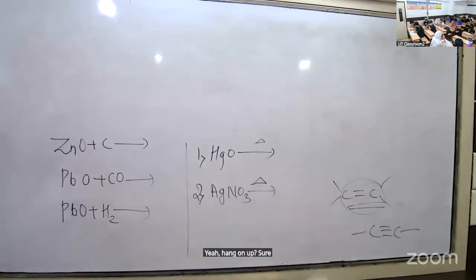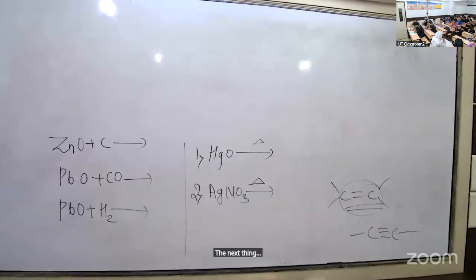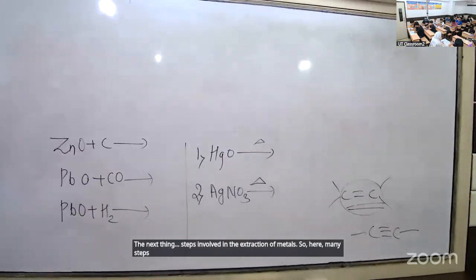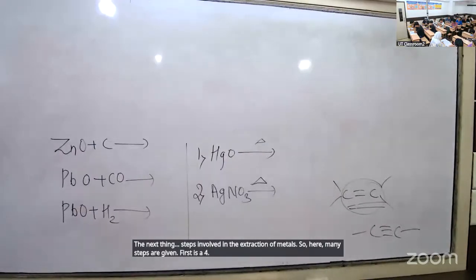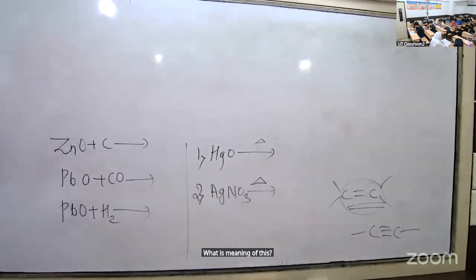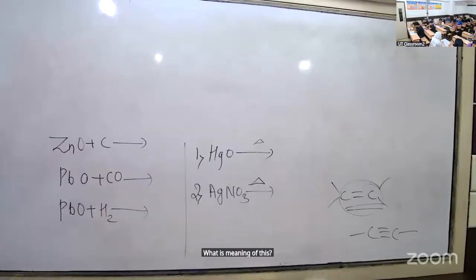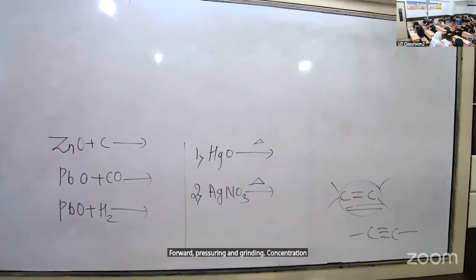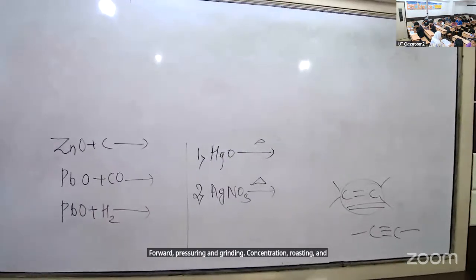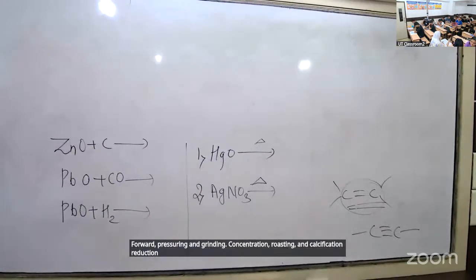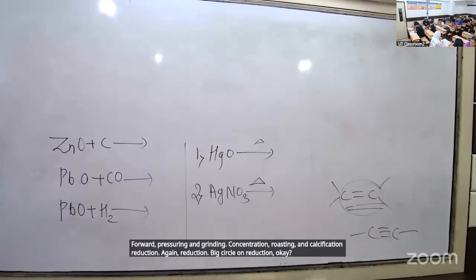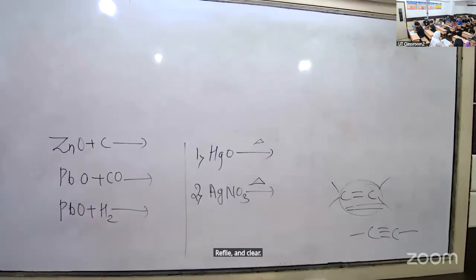The next thing, steps involved in the extraction of metals. So here many steps are given. First is ore. What is the meaning of this? Ore, crushing and grinding, concentration, roasting and calcination, reduction, again reduction, a big circle on reduction, okay? Refining and pure metal. What does ore mean? From where will we get ore?